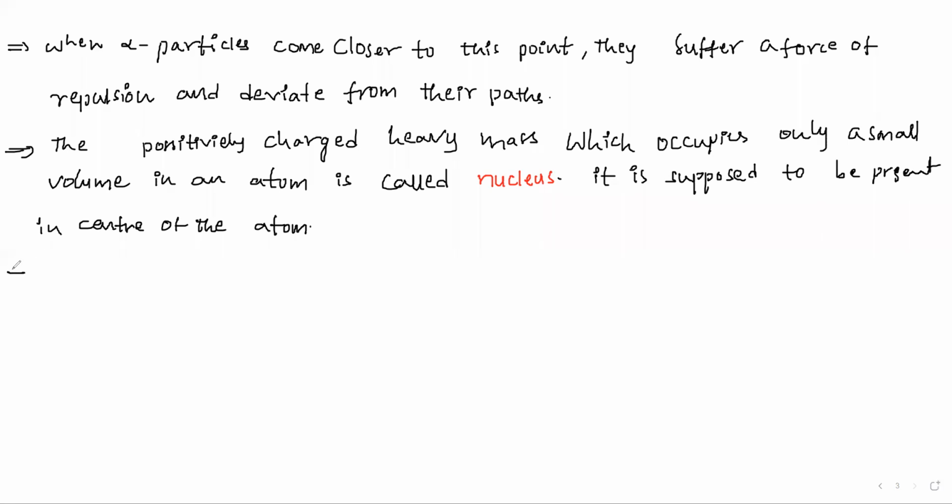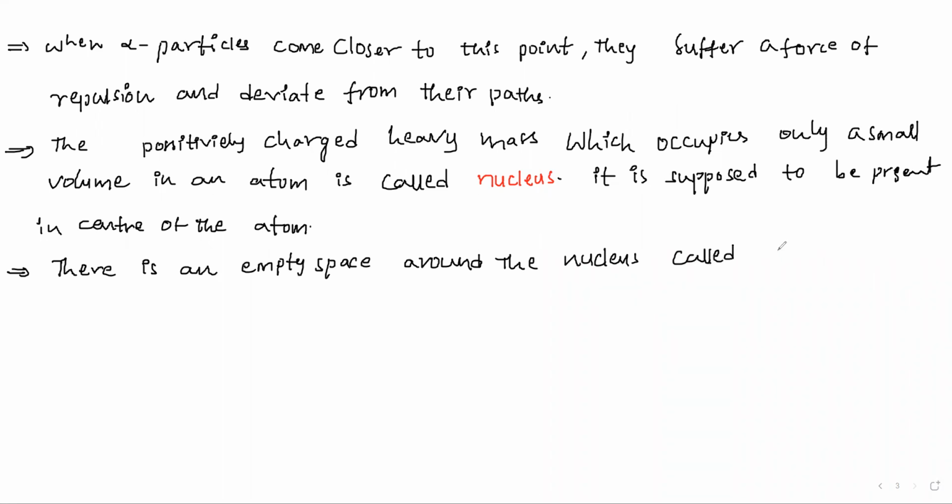Next point. There is an empty space around the nucleus, called the extranuclear part. In this part, electrons are present.